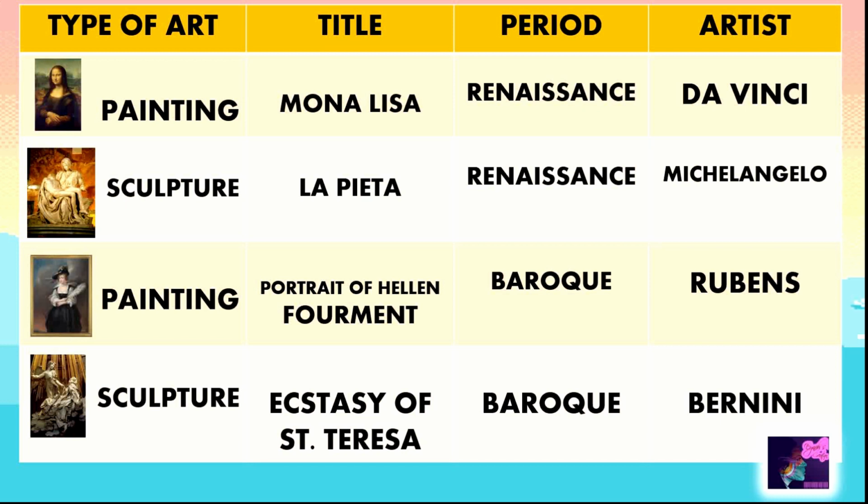Now, let's have a summary of what we've learned in today's lesson. For the type of art, the title, the period, and the artist: the first is the painting of Mona Lisa from the Renaissance period by Da Vinci. The second is a sculpture titled the Pieta, again from the Renaissance period, by Michelangelo. A painting, Portrait of Helena Fourment, from the Baroque period by Rubens. And last, a sculpture entitled Ecstasy of Saint Teresa from the Baroque period by Bernini.